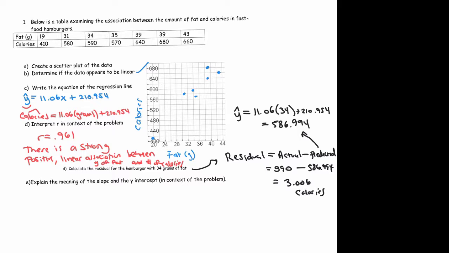Okay, so that tells us that since the actual minus the predicted is a positive number, that means that our model under predicts for hamburgers, or in this particular case, it under predicted for a hamburger that has 34 grams of fat. It under predicted the number of calories in such a hamburger.